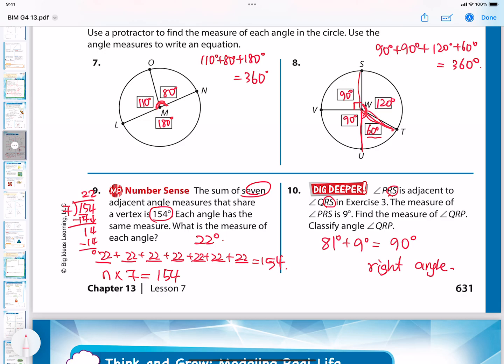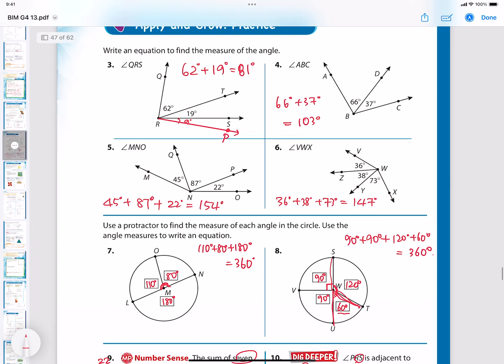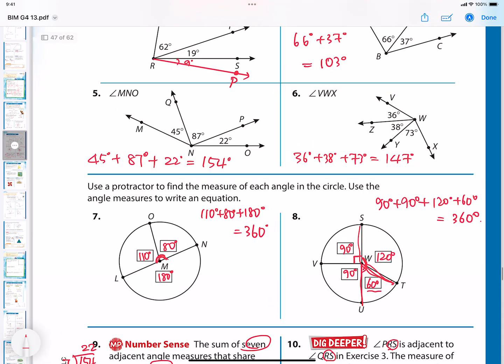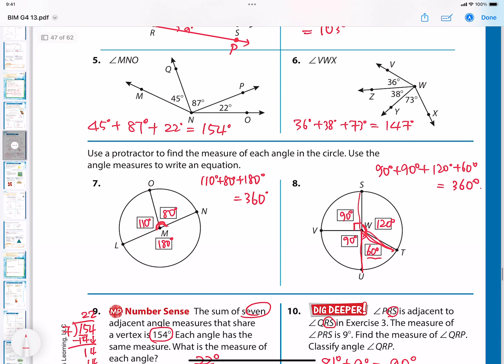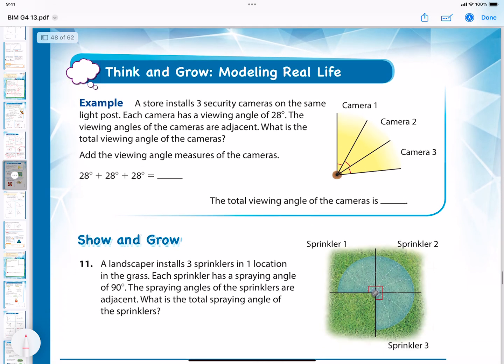Okay. I was like, where is QRP, right? But it was not the QRP. We needed to make the ray RP, which is 9 degrees.